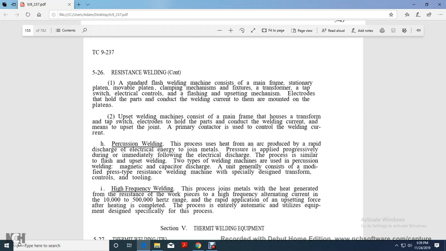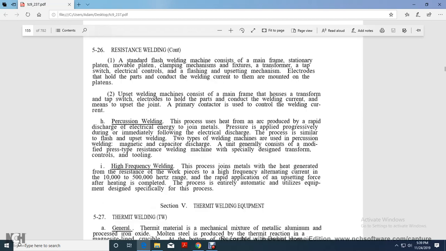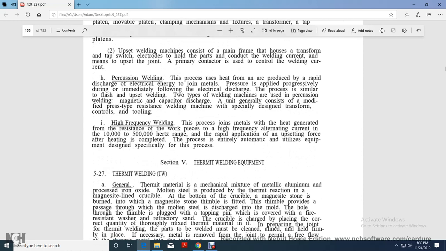Percussion welding process uses the heat of the rapid discharge of electrical energy to join metals. Pressure is supplied progressively during and immediately following the electrical discharge. The process is similar to flash and upset welding. Two types of welding machines are used, precision welding or magnetic capacitor discharge. Units generally consist of modified pressure type resistance welding machines, specifically designed to transform and control tooling.